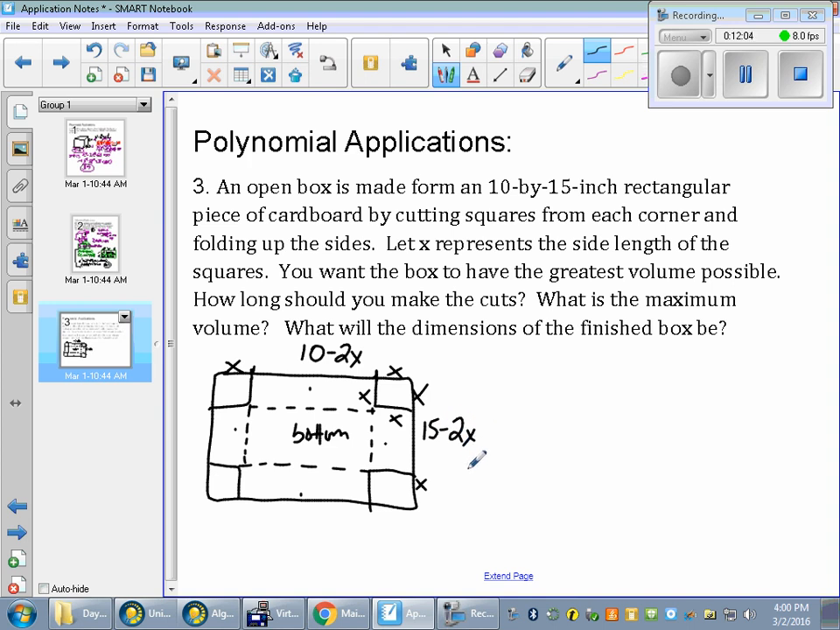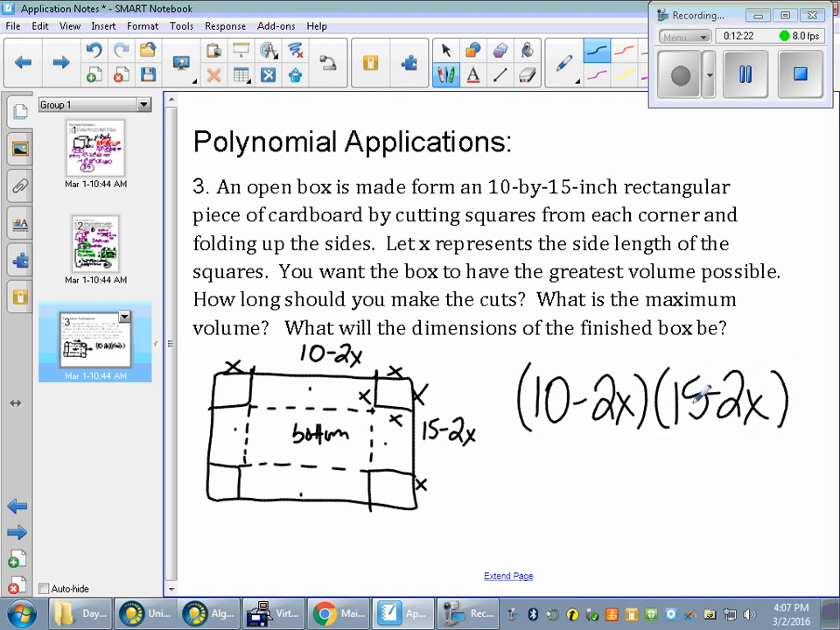Let's come up with an equation that represents volume. All right, so let's write an equation that represents the volume of the box. So we're going to have length of the box, 10 minus 2x, width of the box, 15 minus 2x, and then the height of the box. When we fold up the corners, it's just going to be x. So this is our equation that represents the volume of the box.